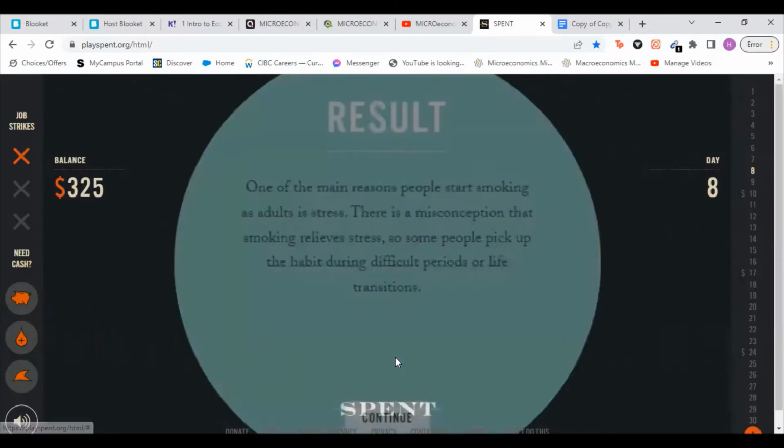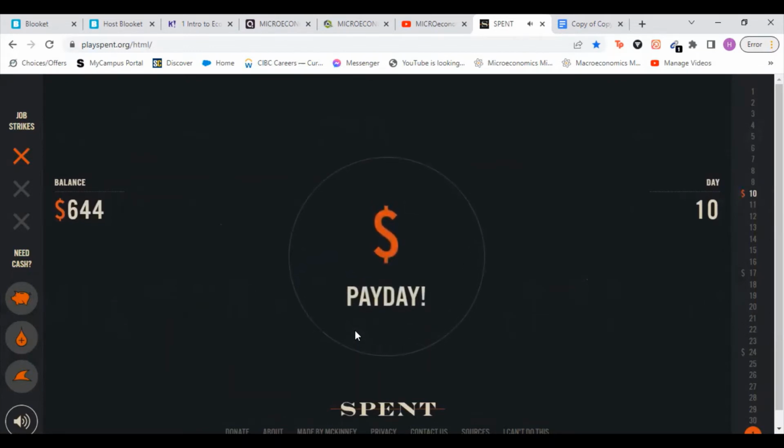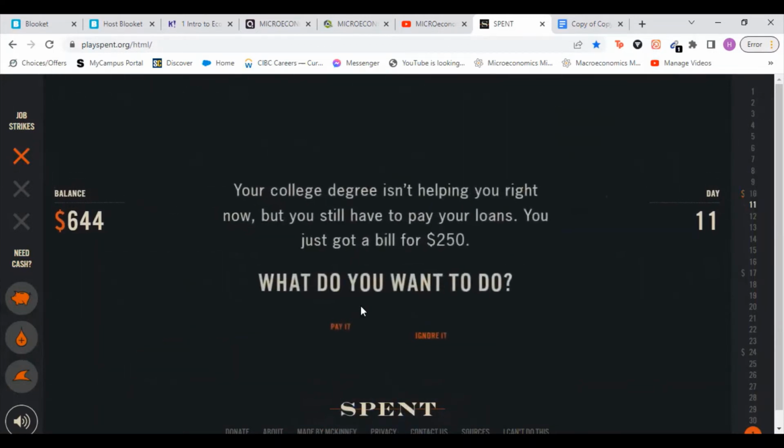So yeah, and then your child wants to join an after-school sports team, which requires a physical and uniform. What do you want to do? Say yes. A little exercise goes a long way, both for keeping you healthy and relieving stress. You need to start a regular fitness regimen. What would you do? Join a gym, run with your friend, or put it off? Probably go running. Yeah, it's a good call. For some reason, it just doesn't allow me to select this option.